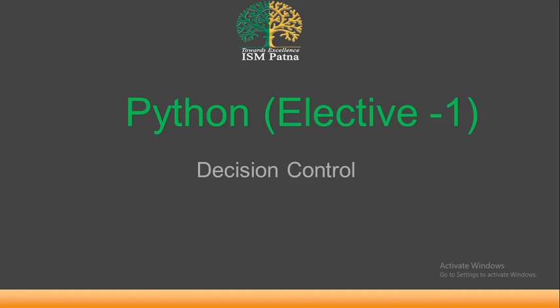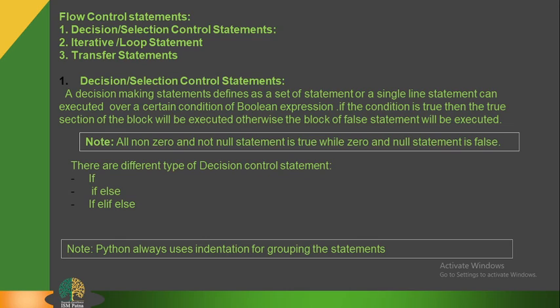Hello everyone. In today's session, I'm going to discuss the decision control of Python. So, what is decision control? Well, decision control is also defined as a flow controller statement, which allows us to control the flow of a statement in a program using different conditions.